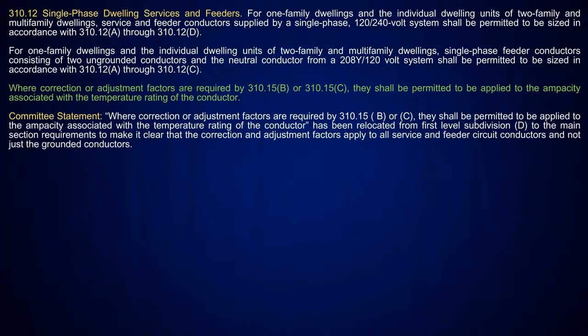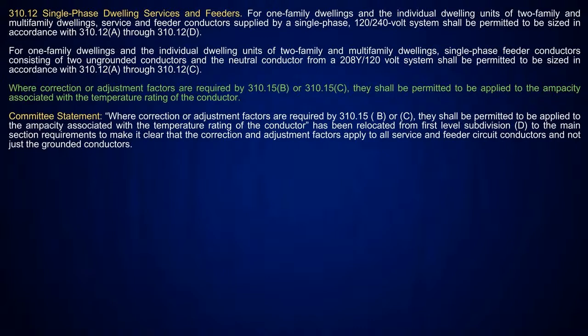So a lot of times, what do you see people run outside? THWN. That's not THHN. If that's the case, then you can only use the 75 degree C column. So that's why I think this is an important change. I think it helps clarify a few things here.